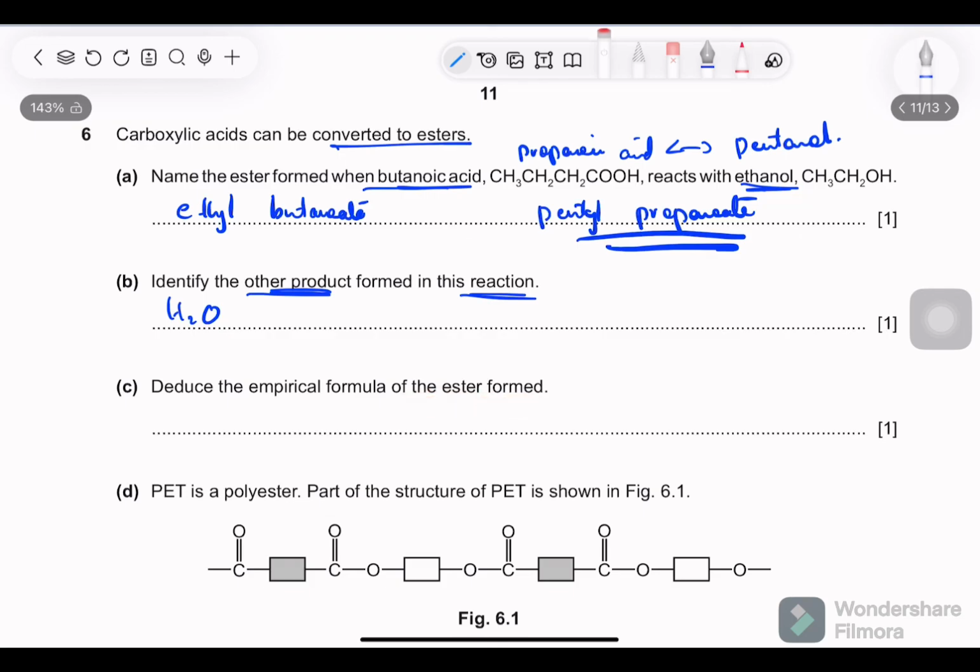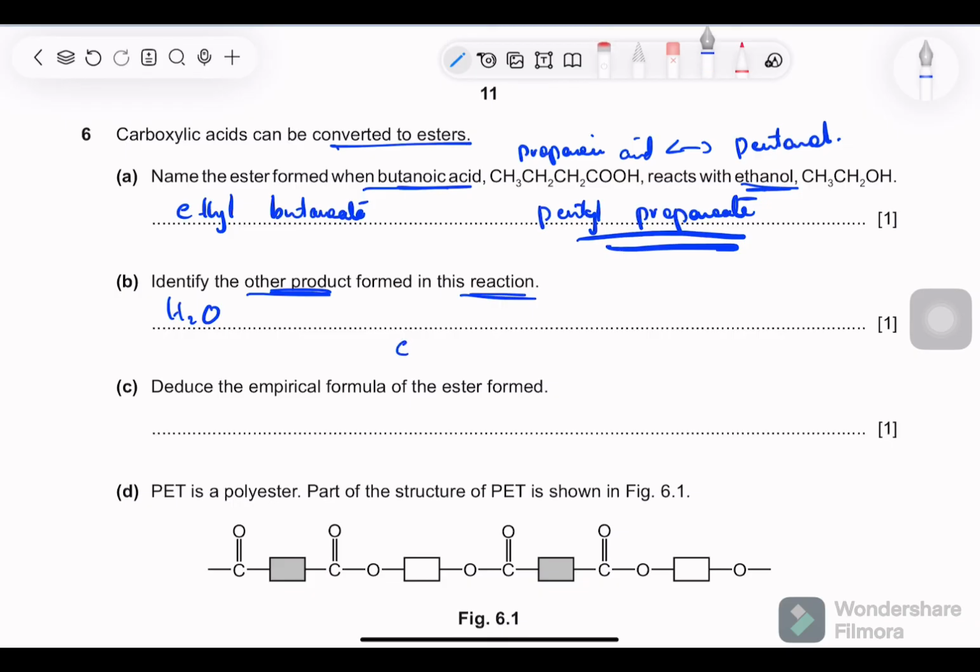Deduce the empirical formula of the ester formed. Now, the empirical formula is the simplest whole number ratio of atoms in a compound. So, what will be the formula of the ester? First, we have to know the total number of carbons. The total number of carbons will be the same: one, two, three, four, five, six, because this will join itself, right? So the carbon number of this acid and that alcohol will add. So 2 plus 4 equals 6 carbon atoms.